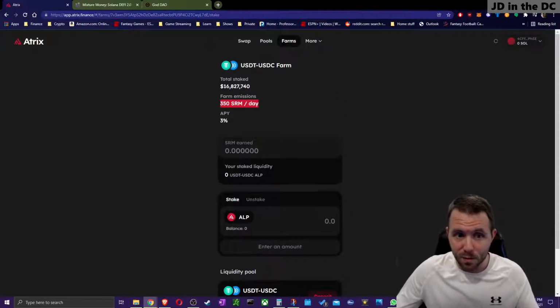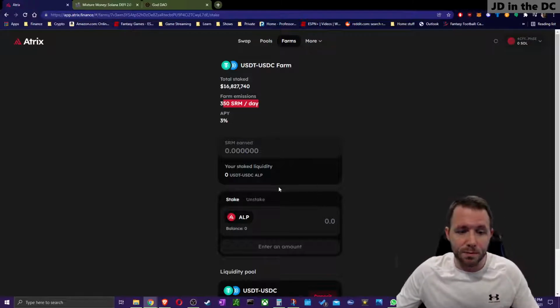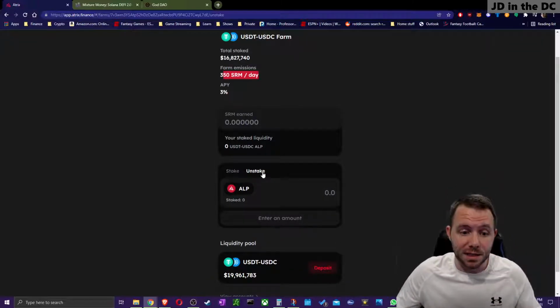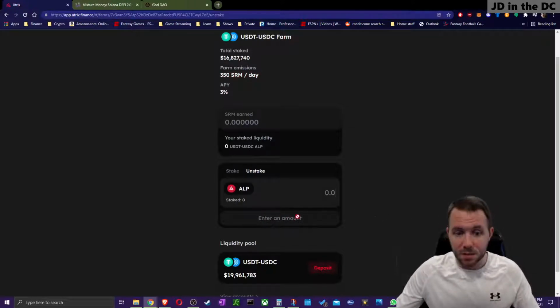So if you provided 50% of the liquidity in this pool, say $8 million of this liquidity, you'd make 50% of this per day, okay? And that's just pretty simple. Now when you're ready to unstake and get your liquidity back, you can come over here, unstake it, do your thing.